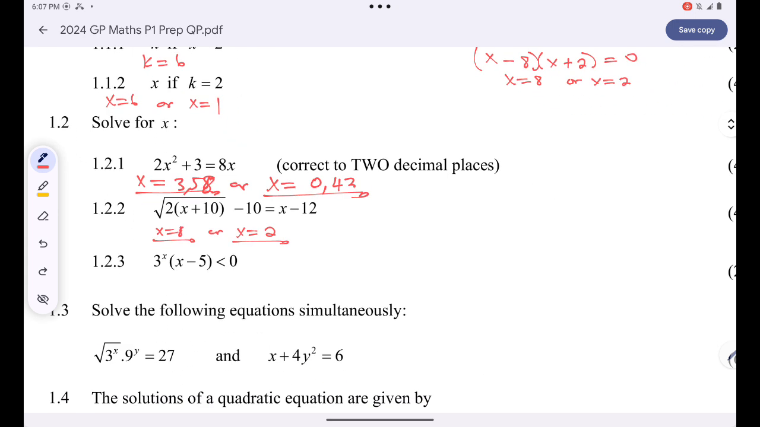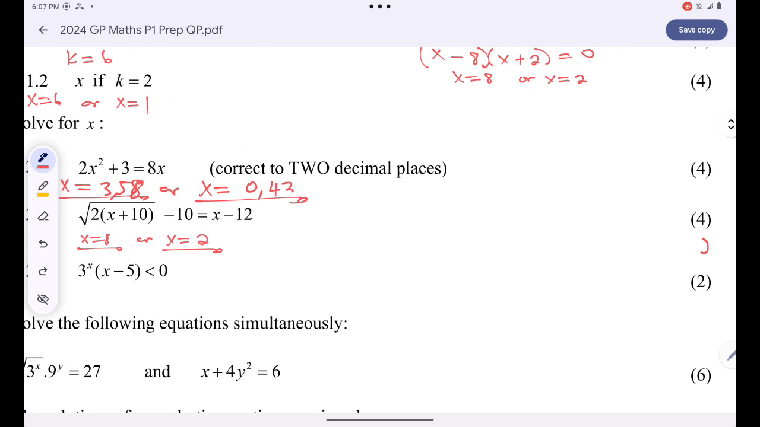Okay, and then now I'm supposed to solve x, guys. I'm given an inequality. I'm told that 3 to the power x multiplied by x minus 5 is less than 0. I am multiplying two things, guys, and my answer is negative. This simply means that the two things I am multiplying have different signs, because you'll only find a negative answer after multiplying two numbers if those numbers have different signs. One of them has to be positive, whereas the other must be negative.